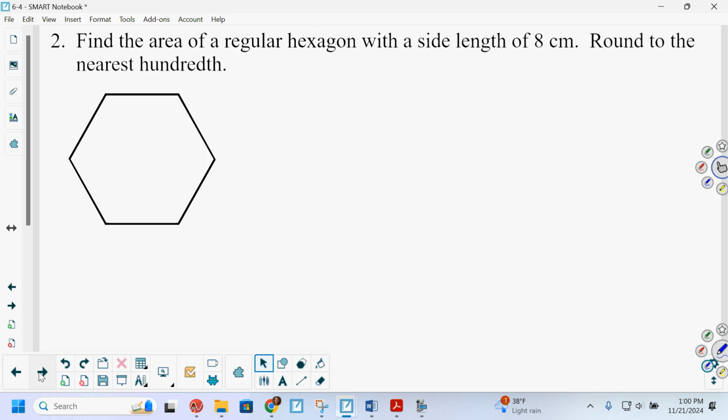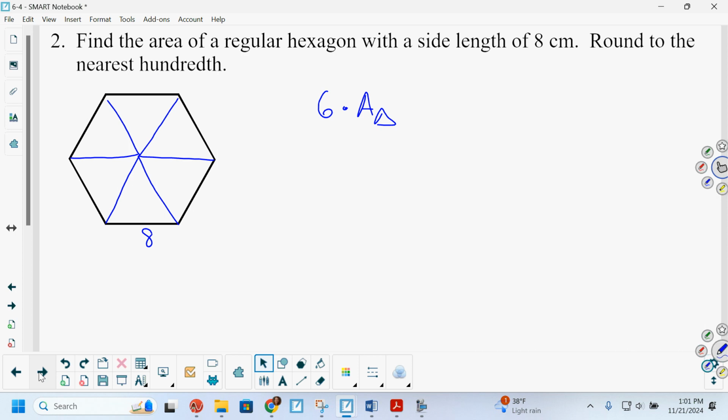We have find the area of the regular hexagon with a side length of 8. So hexagon, I need to draw in at least one triangle. You probably already know that how many can I really draw in? 6. So 6 times the area of one triangle. Okay, so I got to figure out which area formula I want to use. The side length is 8. So that means this is 8.